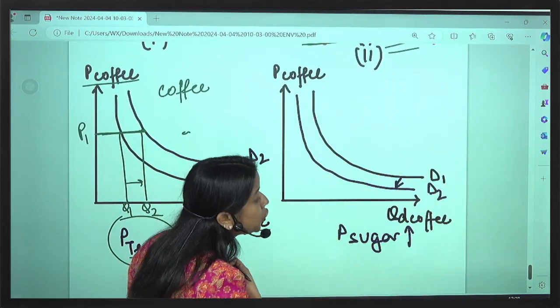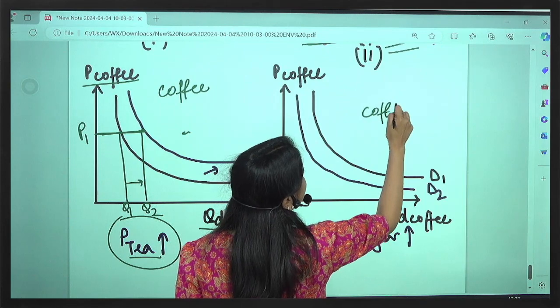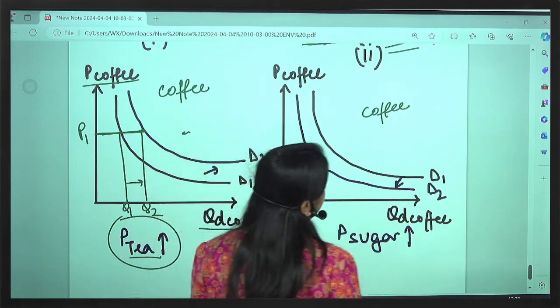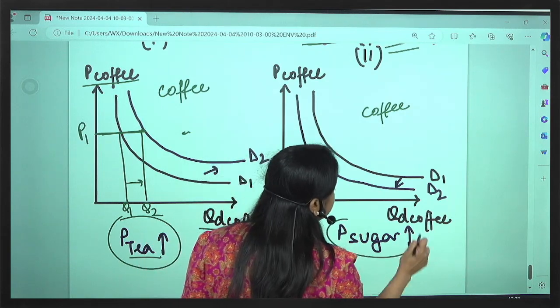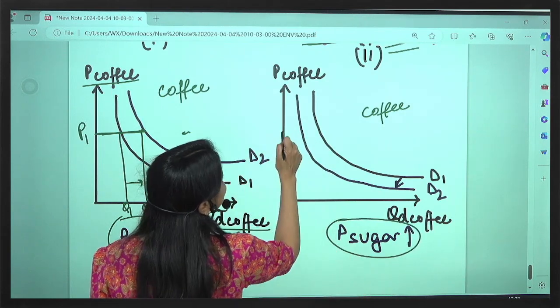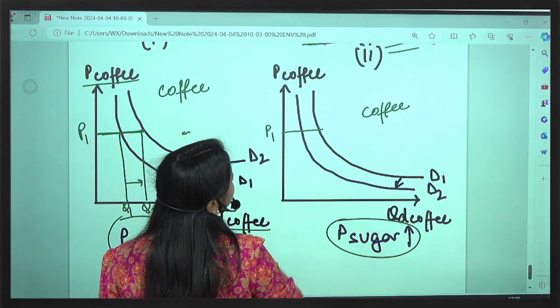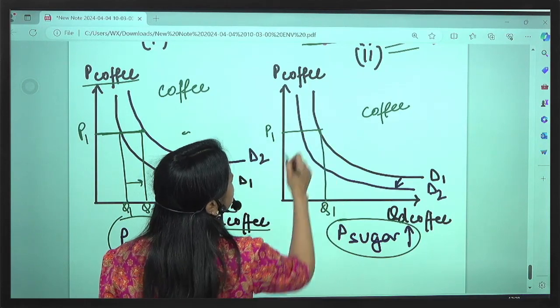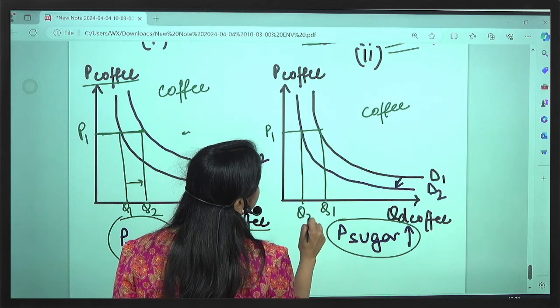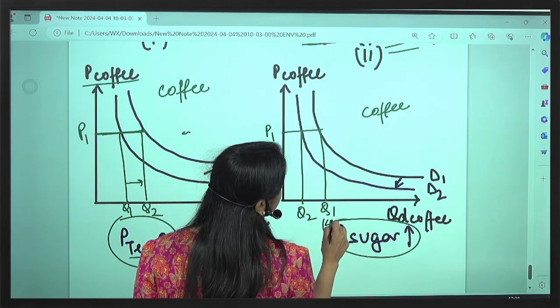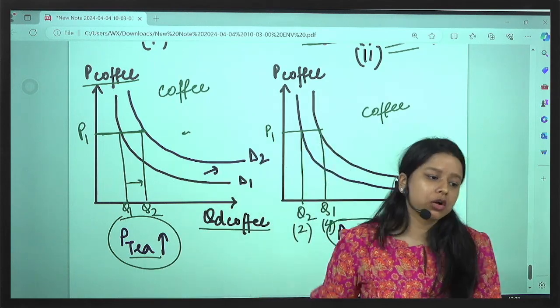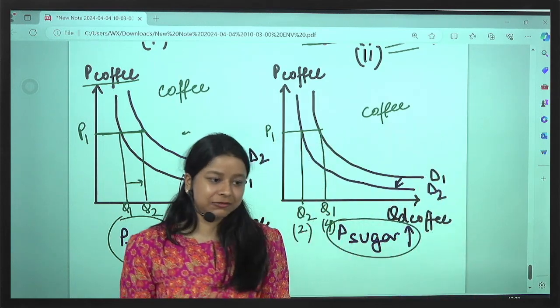My own good is again coffee. Let's suppose you are comparing coffee and sugar. So if the price of sugar goes up, at the same price of coffee, I was consuming Q1 coffee. Now I am only consuming Q2. Rather than consuming 4 cups, I am now consuming 2 cups of coffee because sugar has become expensive.